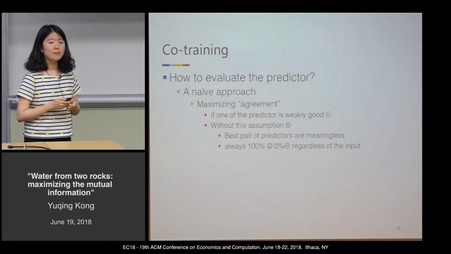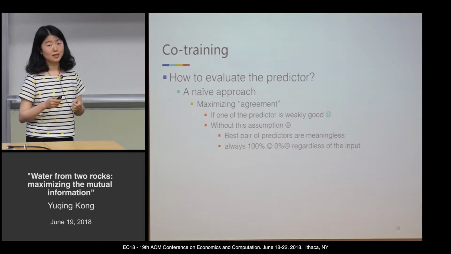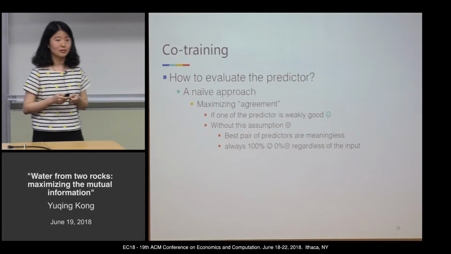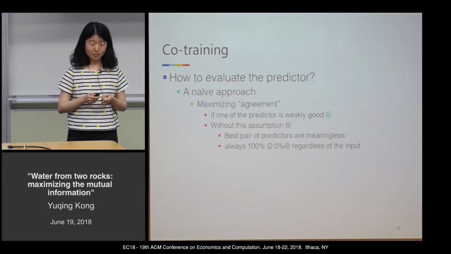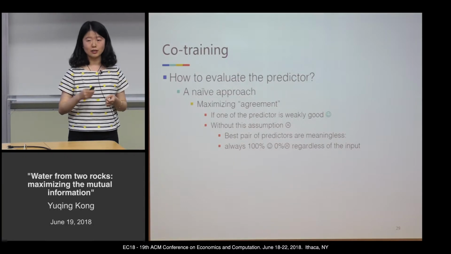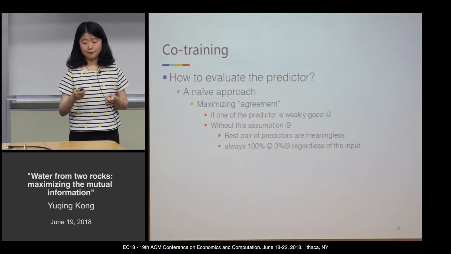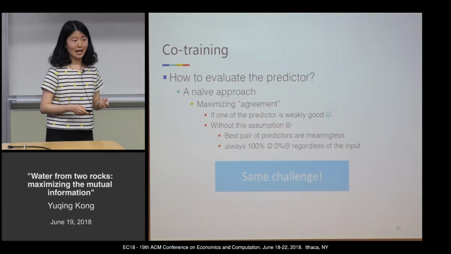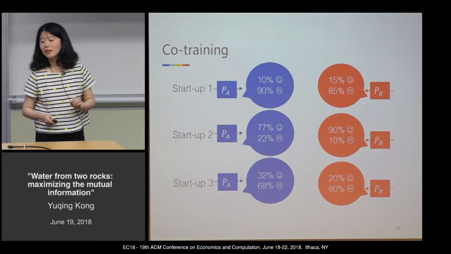Because if our optimization goal is maximizing the agreements between the two predictors, then the best pair of predictors will be meaningless. The best pair of predictors will ignore the input and always output the same useless information. And we can see these two problems have the same challenge.